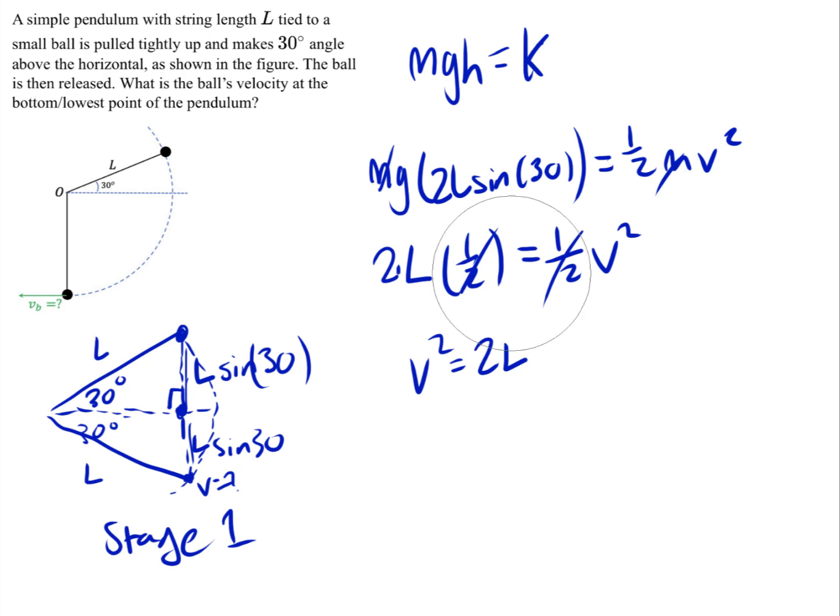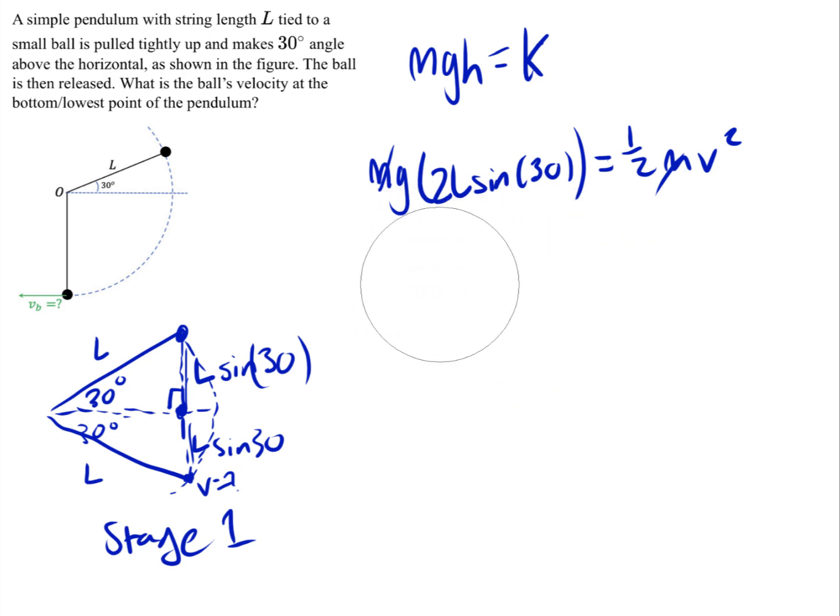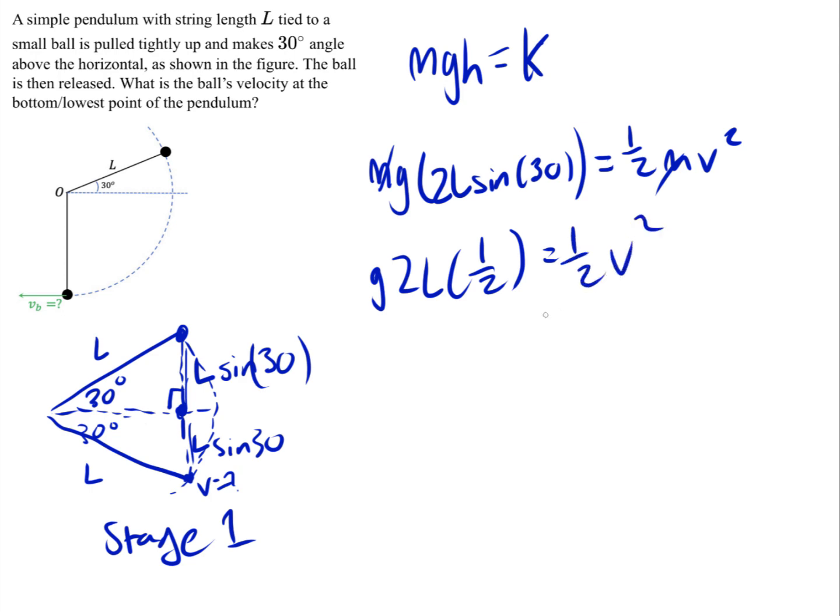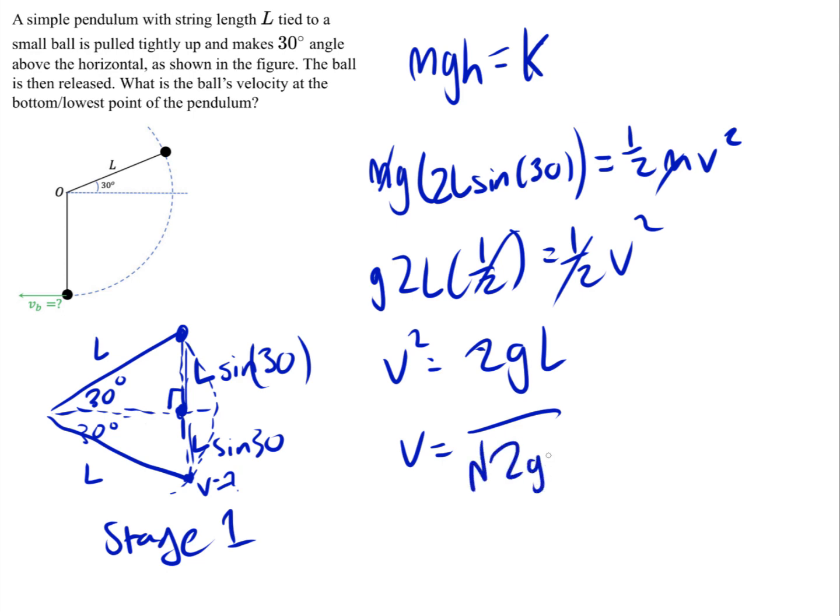Oops. There actually is the other thing, g. So can't forget about g. g times 2L times 1/2 equals 1/2 v squared. These two cancel. So we're left with v squared equals 2gL. So v is equal to the square root of 2gL. So this will be the velocity after its free fall. And after that point, it will start performing circular motion.